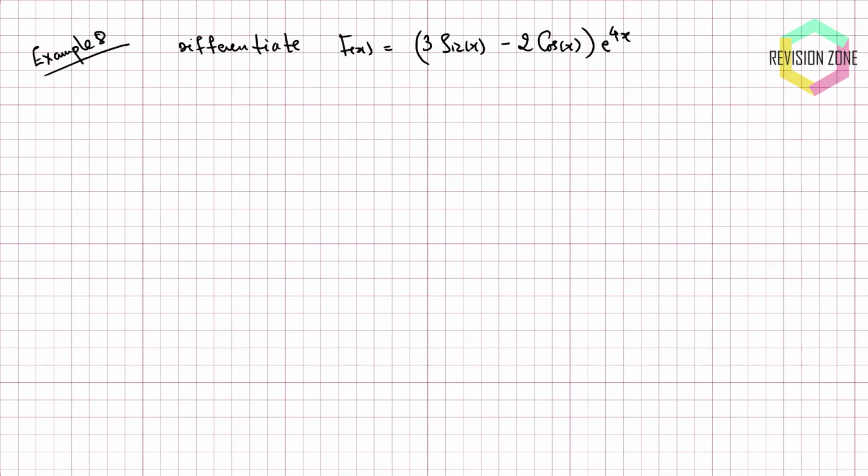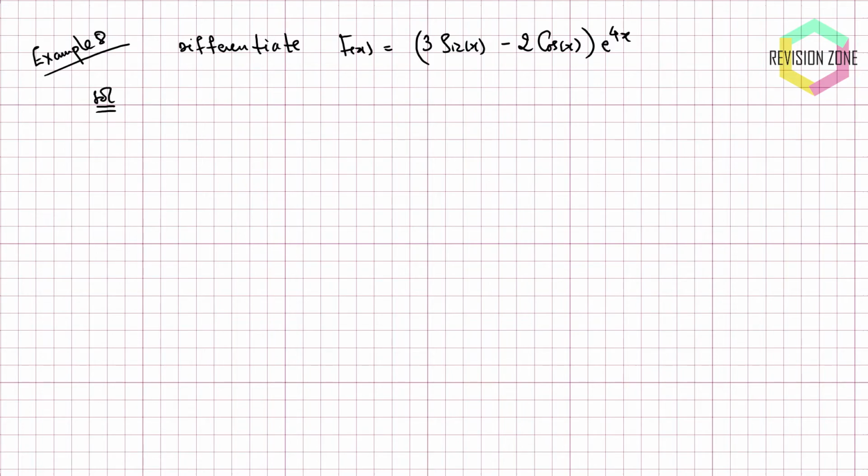So the next example has another rather interesting function. We do have a product, of course. We've got a function here. We can think of the 3 sine x minus 2 cos x as one function, and then we've got that multiplied by another function. And again, we can differentiate this directly just by using the previous rules of differentiation that we already know. And we, of course, know how to differentiate e to the 4x by previous rules of differentiation. So we can go and apply the product rule in this case directly.